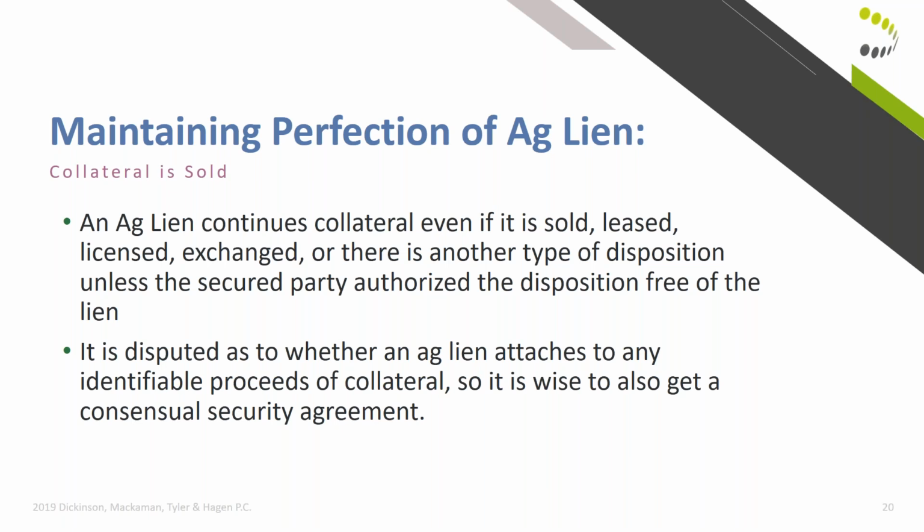Additionally, and Brad touched on this, if the collateral is sold, an ag lien continues on that collateral if it is sold, leased, licensed, exchanged, or disposed of in another way, unless the secured party authorized the disposition free of the lien. But as Brad mentioned, it is disputed whether an ag lien attaches to the proceeds of collateral. So it is wise to get a consensual security agreement just to ensure that that doesn't become an issue.